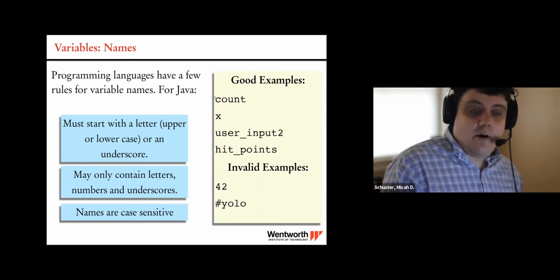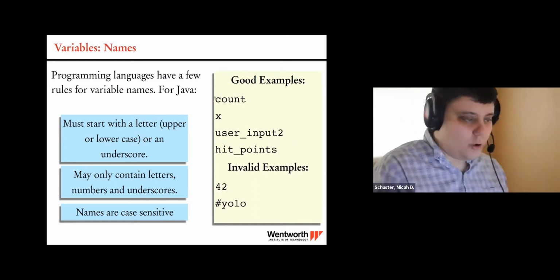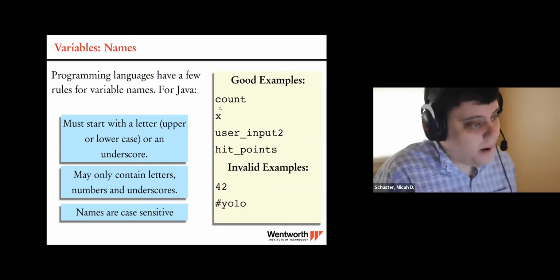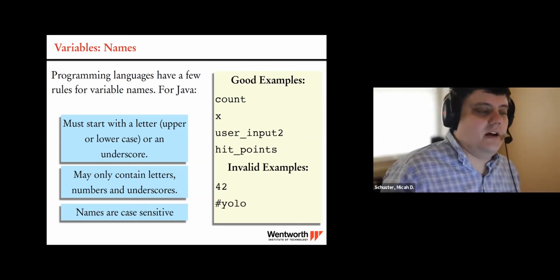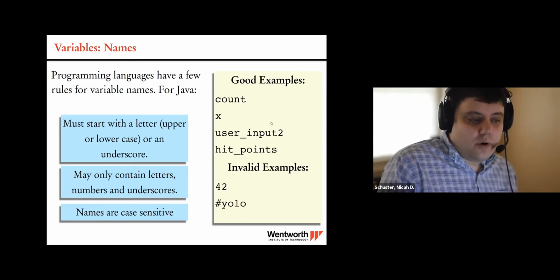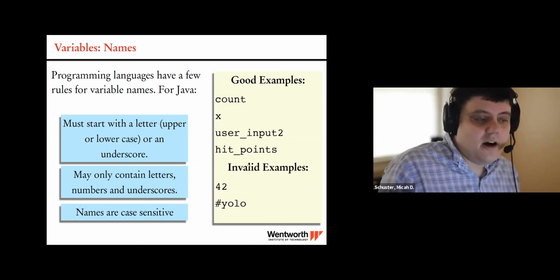We have count. That works fine. It's all letters, all lowercase. Something like X is not very descriptive, but it is an example of a perfectly fine name. We have a couple here with underscores, and in this case, one of them has a number. These are perfectly fine.